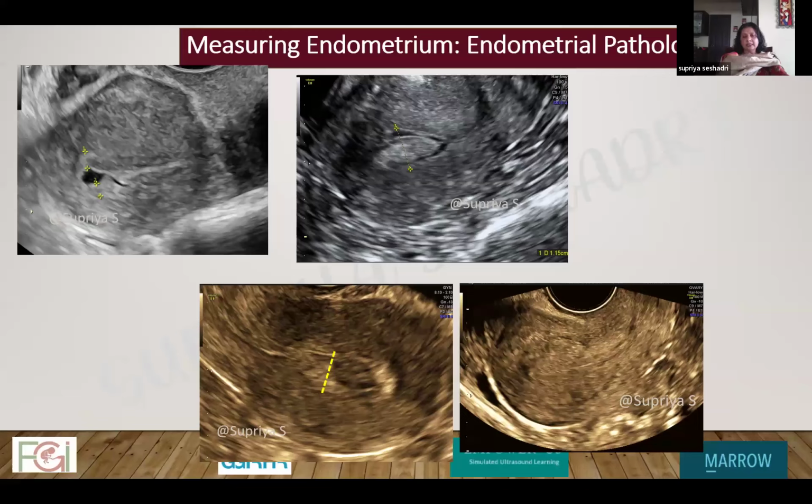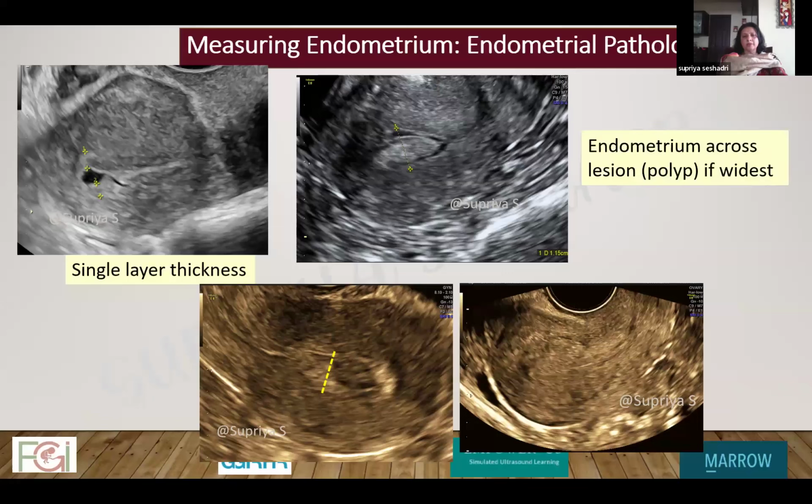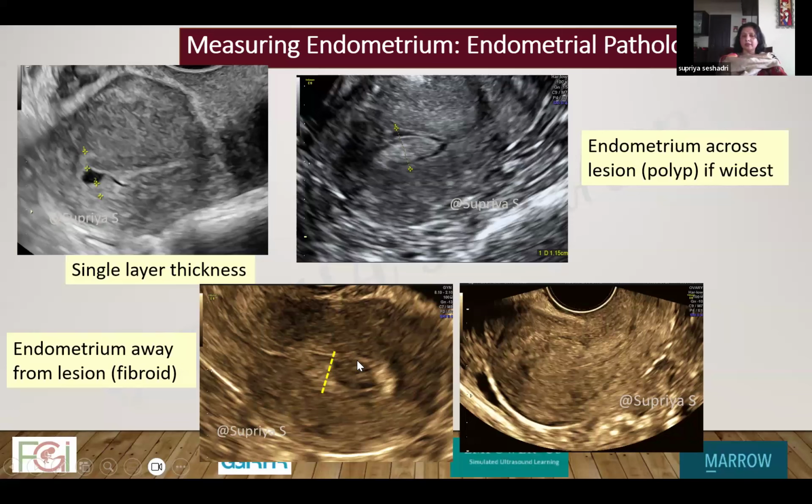When there is pathology, there are certain variations in how we measure the endometrium. When there is endometrial fluid, IETA recommends that we take what is called the single layer thickness. We do not go across the fluid; we take the single layer thickness on either side and add it up, and that will give us the endometrial thickness. When there is a polyp, we go across the polyp because obviously that area will become the widest portion of the endometrium. And since the polyp is endometrial in origin, we include the polyp in the measurement. However, if we see a fibroid, a fibroid is not endometrial in origin, and therefore one should take the endometrial thickness away from the fibroid, wherever it is maximum.